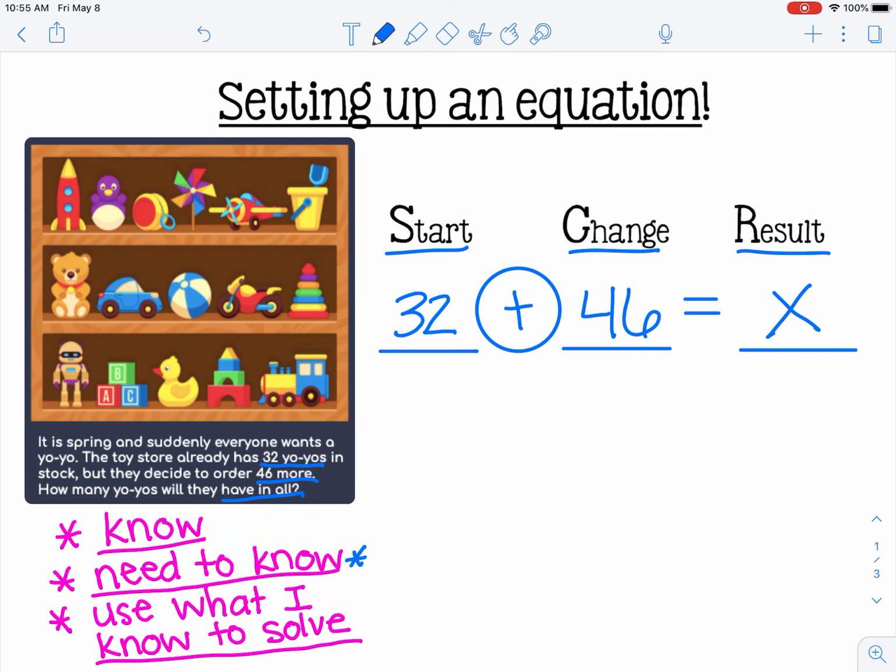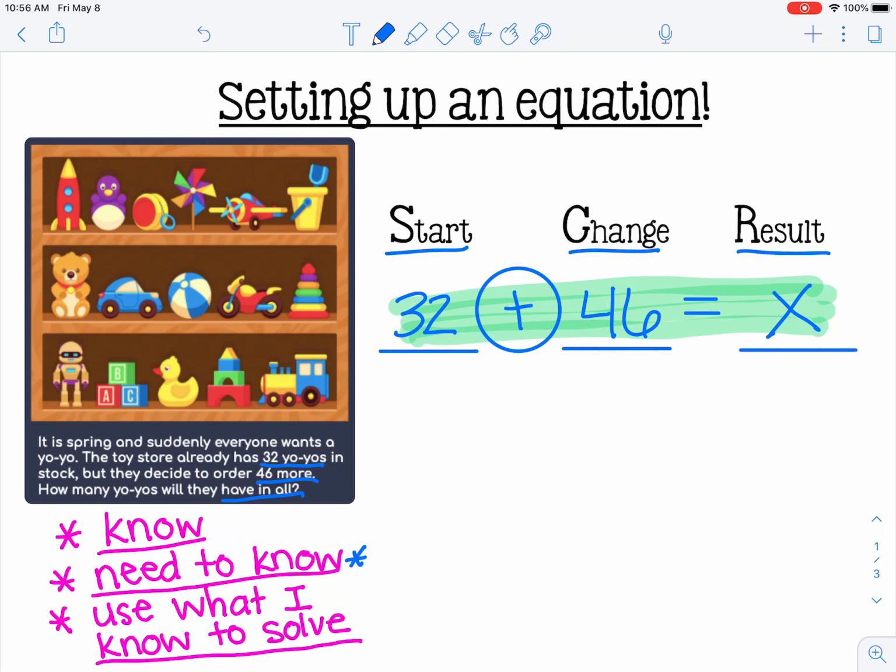So boys and girls, we're going to be working on practicing writing these equations to match the problem. So 32 plus 46 equals X. That is the equation that matches the story problem. Then we can go ahead and solve. But we're going to work on getting really good at writing out these equations using the letter X to show the part that we need to solve for.